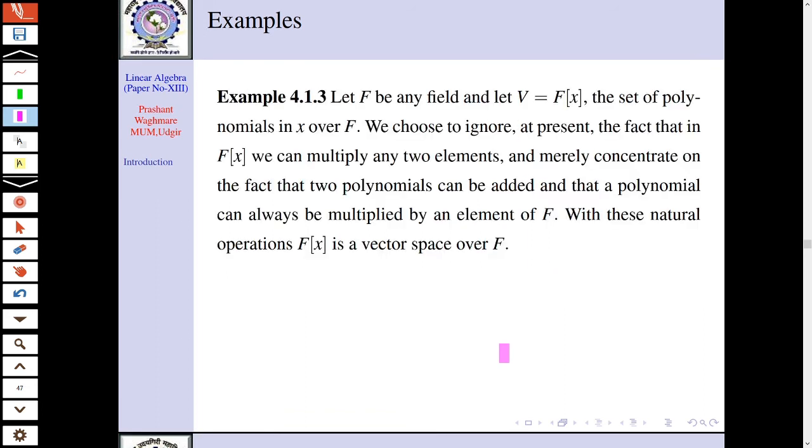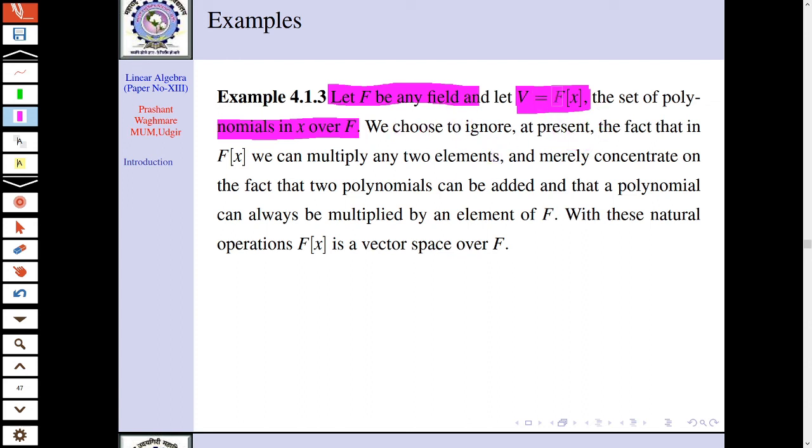Okay, so let's go ahead with the next example, which is an example on the set of polynomials. As we know, we are going to define a vector space over a field. So first of all, let us consider a field. Let F be any field. And what is V? V is nothing but F of x. F of x means what? The set of all polynomials in x over F, and it forms a vector space.